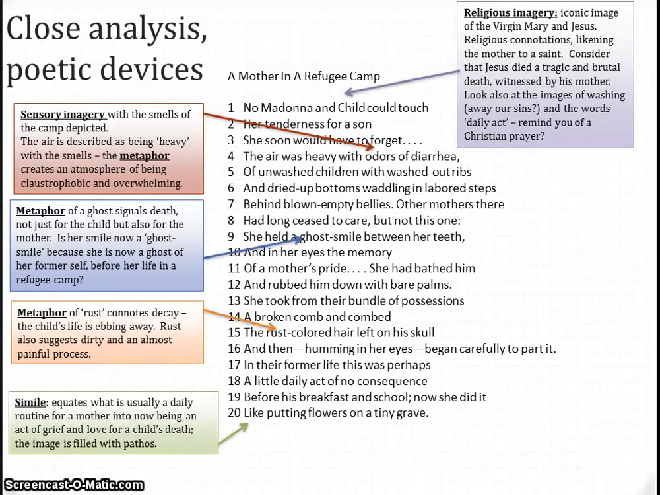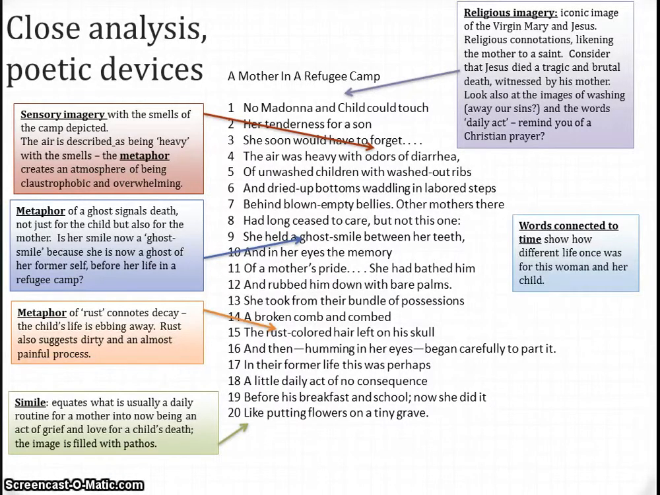The simile, like putting flowers on a tiny grave, this equates what is usually a daily routine for a mother into now being an act of grief and love for a child's death. This image is filled with pathos, which means incredible sadness. Think about the idea of a mother putting flowers on her child's grave, when actually what she should be doing is performing a daily routine to prepare him for school, for life.